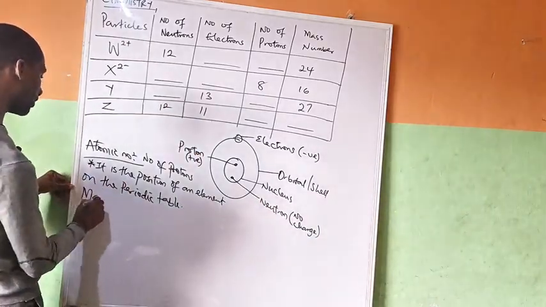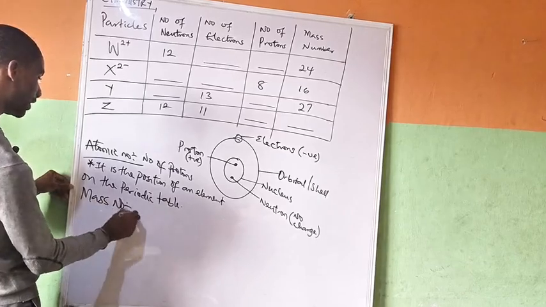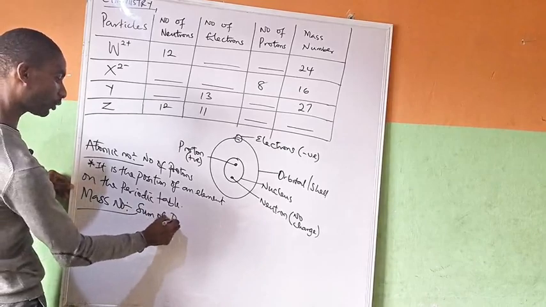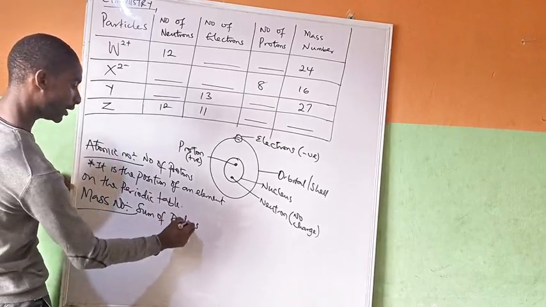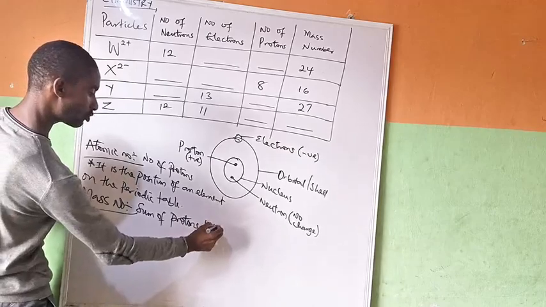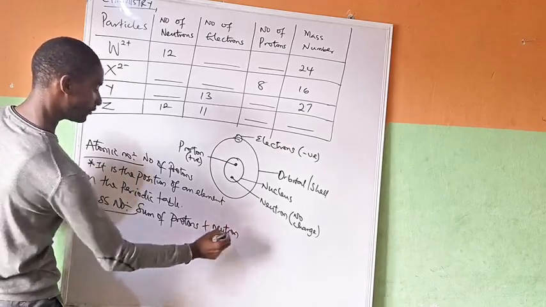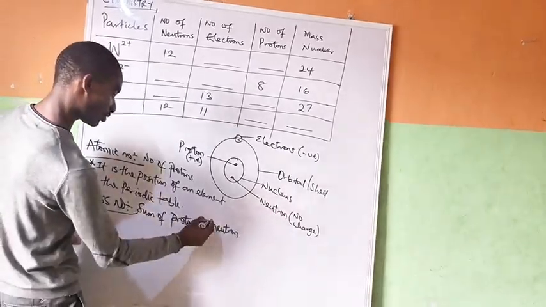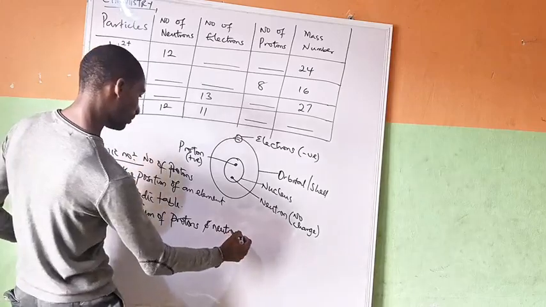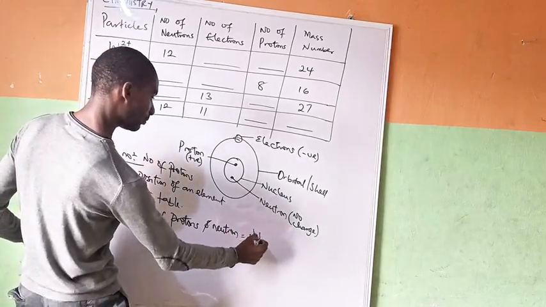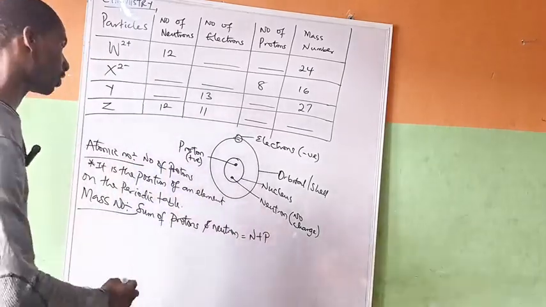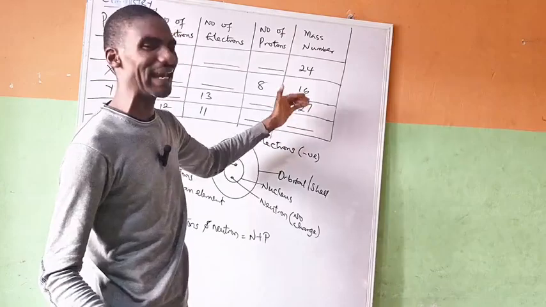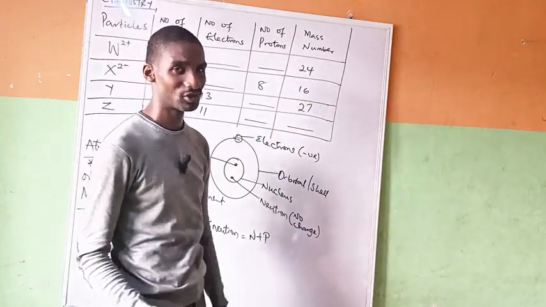While mass number is the sum of protons and neutrons. They can ask you to define all of this. So sum of protons and neutrons. That means your mass number is neutron plus proton. So if you look at the mass numbers that you have here, they are gotten by adding the protons and the neutrons together.